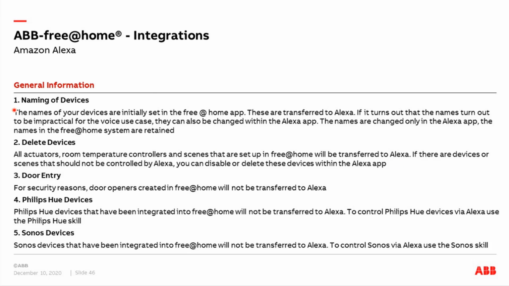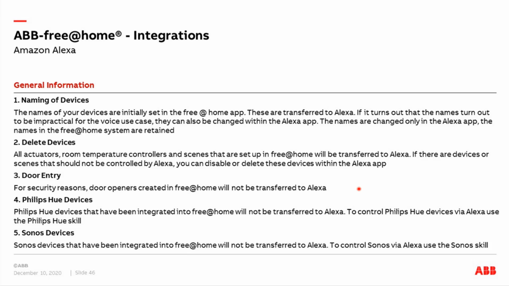The naming is also always done in the Free at Home app. So if you want to change the name and you say, okay, this is not really user-friendly, maybe you have given a wrong name or a bad name for one of the ceiling lights, then you have to change it in the Free at Home app.